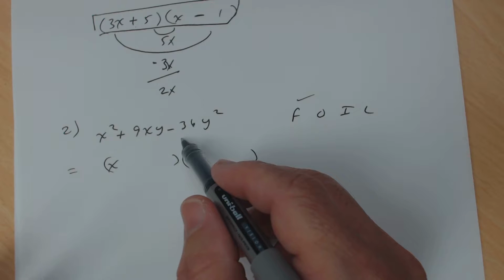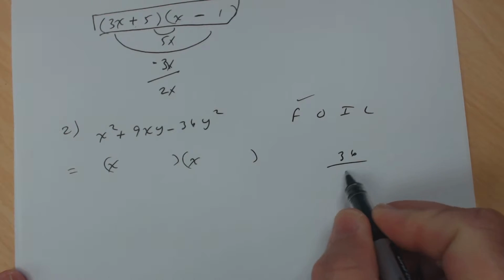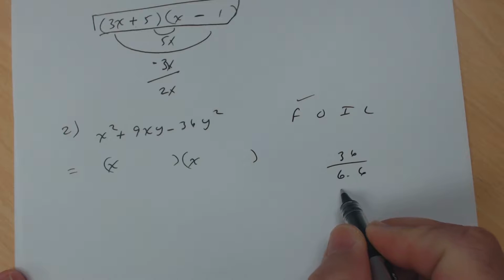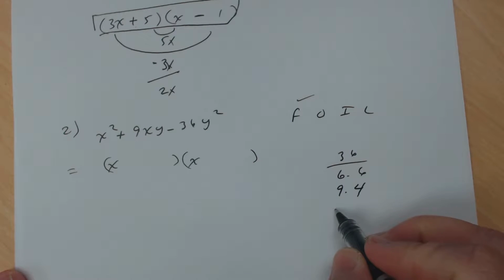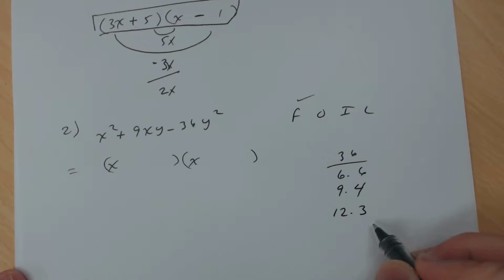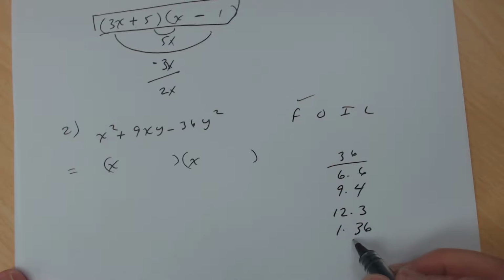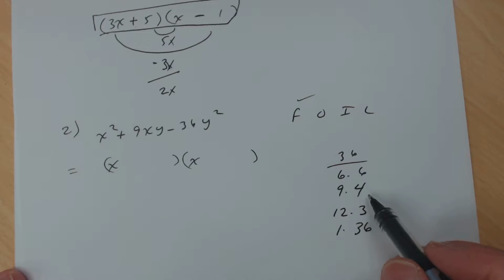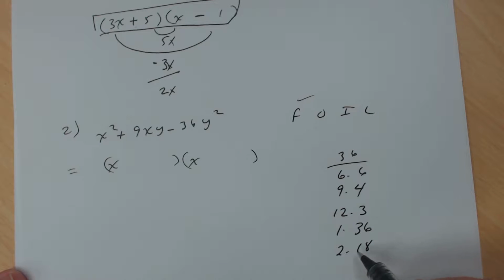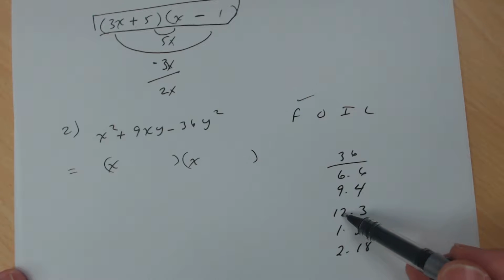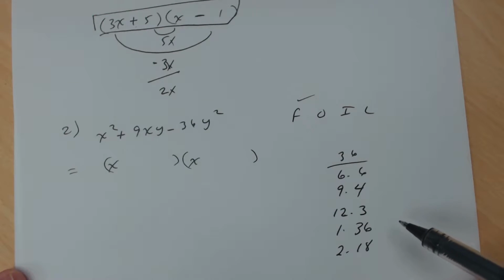So let's just think about 36. Possibilities of 36 are 6 times 6, 9 times 4, 12 times 3, 1 times 36, 2 times 18. 4, 5 doesn't go into 36, 6, 7, 8, 9, 10, 11, 12. We have the 12, and I think we're good. All right, so those are possibilities for 36.